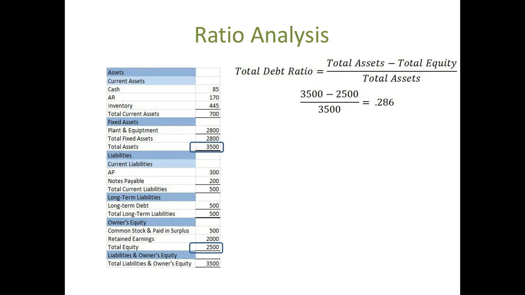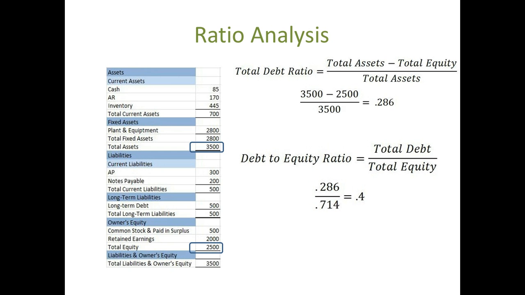Now we can introduce some additional variations of the total debt ratio. One variation is the debt to equity ratio, and it equals total debt over total equity. We can calculate this by pulling the numbers off of the balance sheet, or we can use the ratios that were already derived from the total debt ratio. That would be 0.286 over 0.7141, giving us a total debt to equity ratio of 0.4 times.